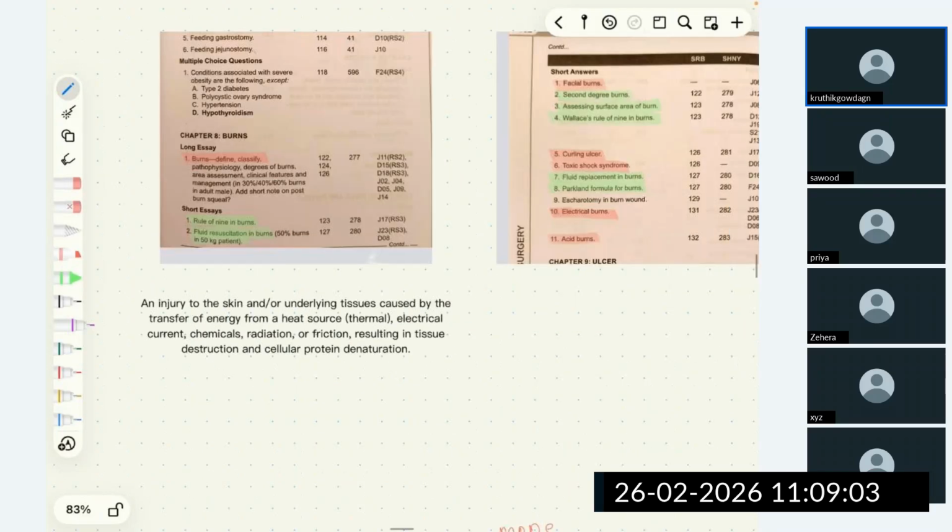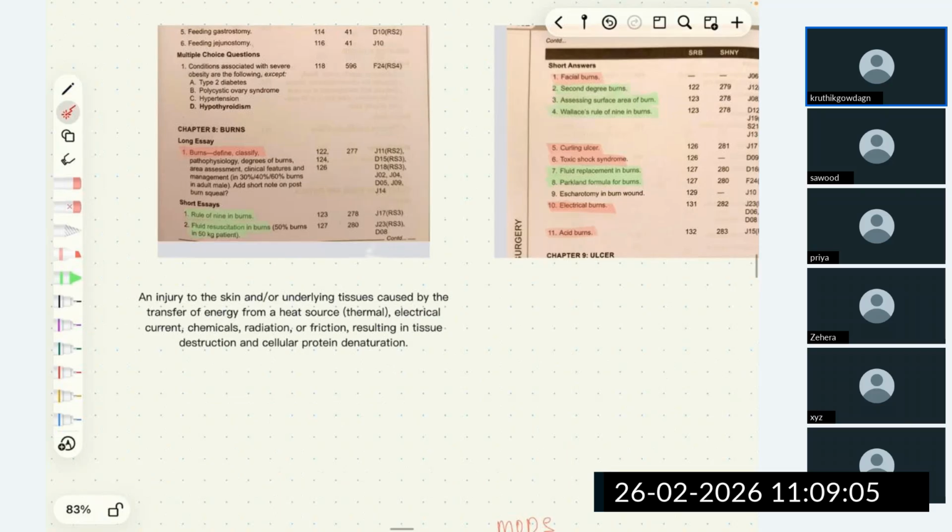So, burns. We are first going through the long essay on burns: definition, classification, pathophysiology, degree of burns, area of assessment, clinical features and management. First of all, coming to the definition of burns.